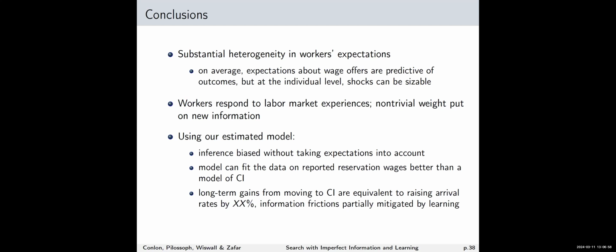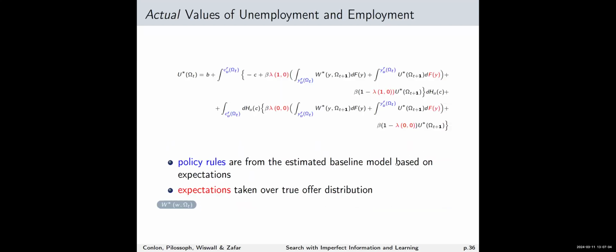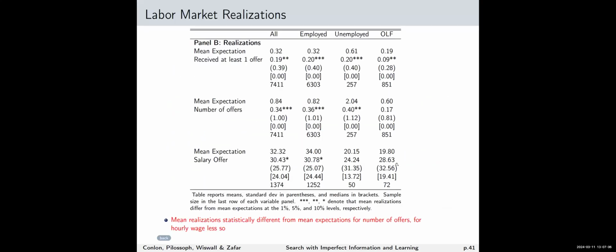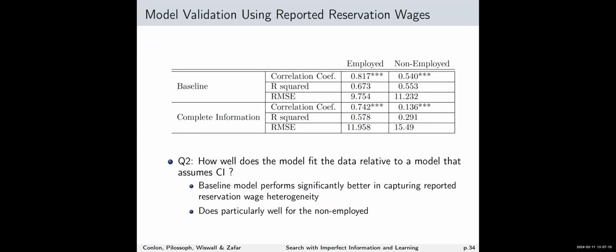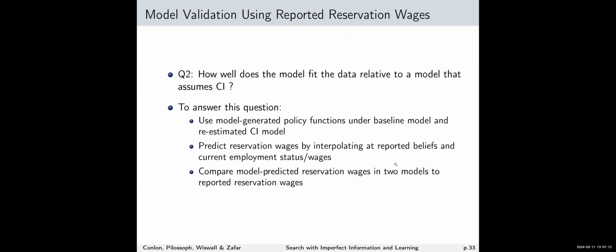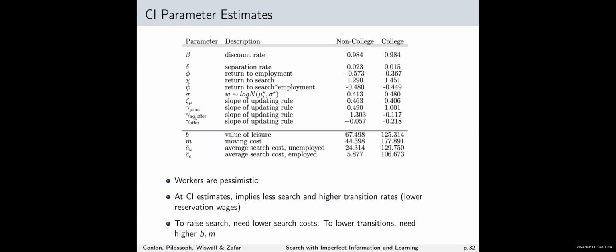Maybe I missed it. Did you show us anything about the speed of learning that you back out from the model? Like how quickly do people... Let me go to it. I flashed it. You didn't see it? I'm slowing down. All right.